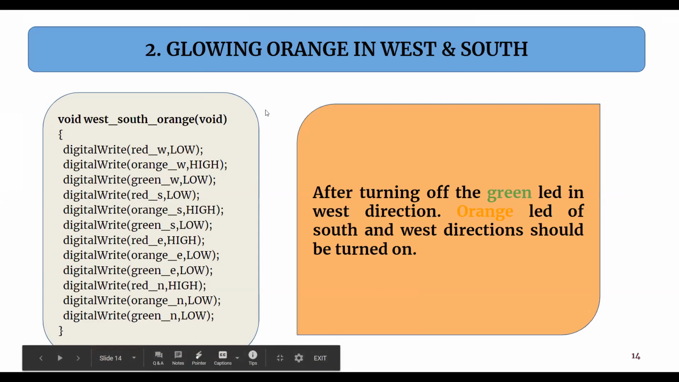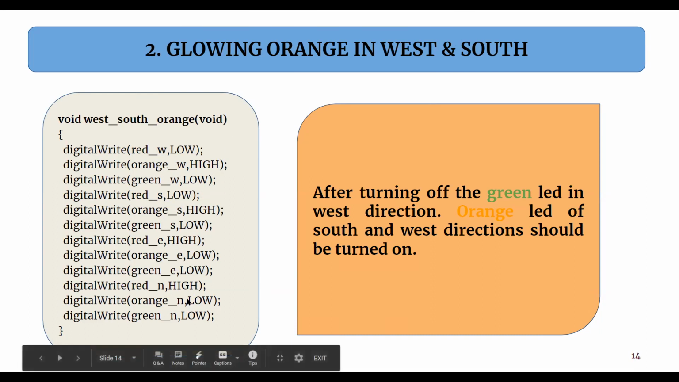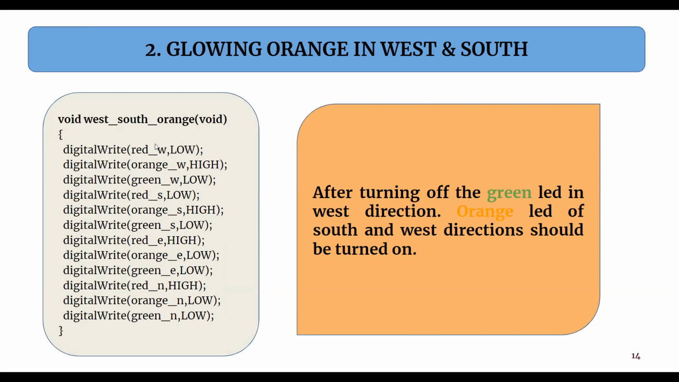And after turning off the green bulb in west direction, the orange bulb in west direction and the orange bulb in the south direction should be turned on for 3 seconds. So we have given the orange bulb in west direction should be high and the orange bulb in the south direction will be high, and in the other east and north directions the red bulb will be high and other bulbs will be low.